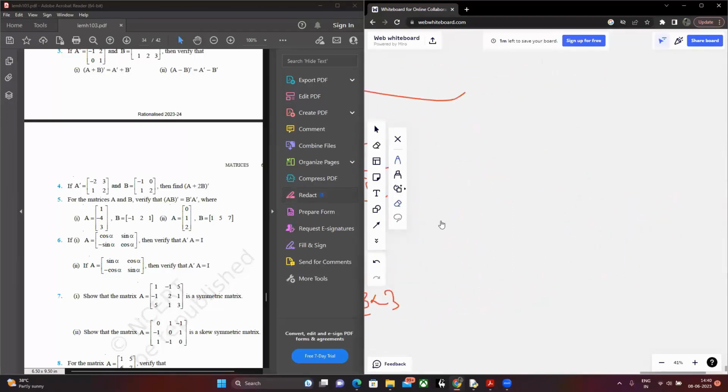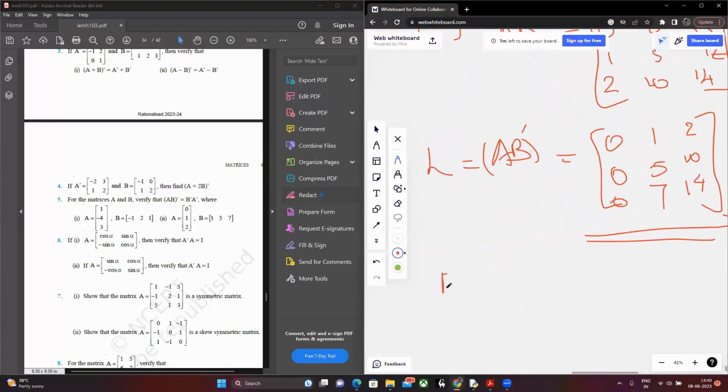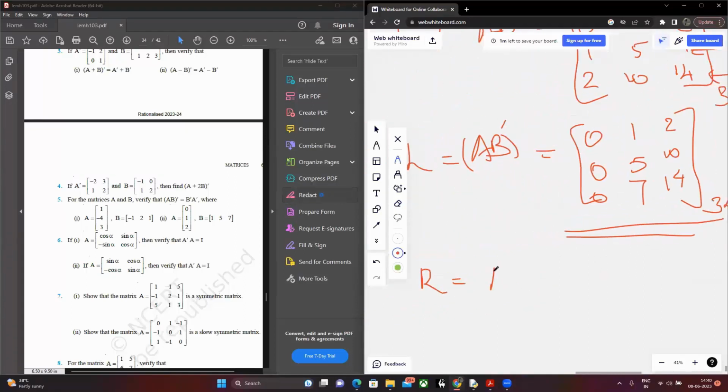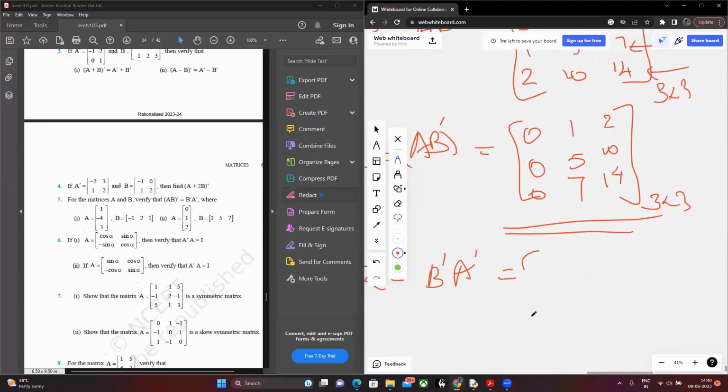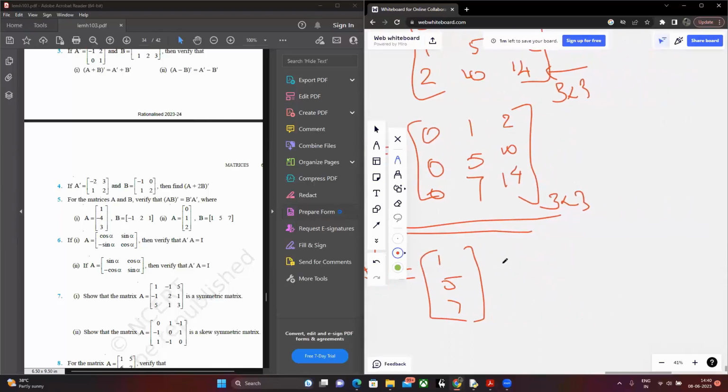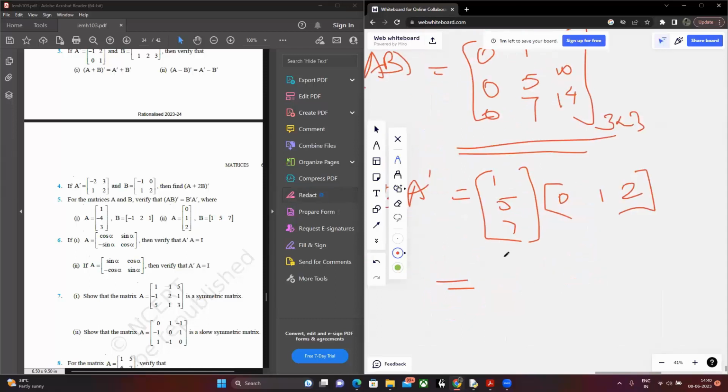But I just go with the LHS equals RHS. And your RHS is going to have B dash into A dash. That is basically B dash is the transpose of the column matrix 1, 5, 7, into the row 0, 1, 2. It's again going to give you a 3×3 matrix, right?